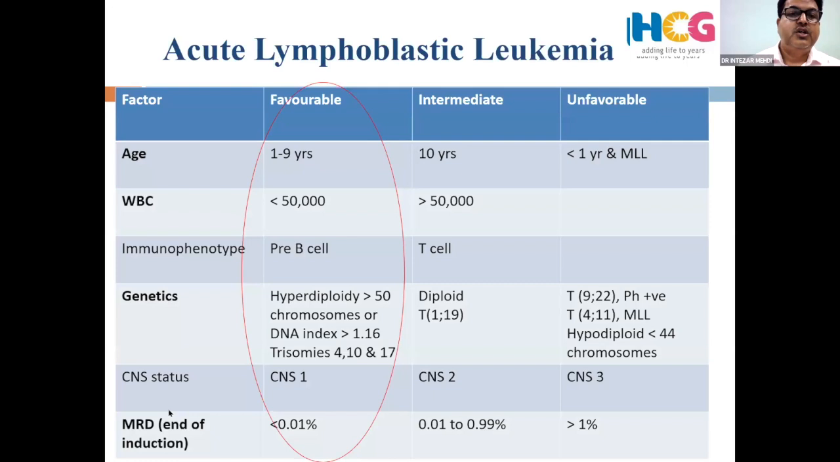slides, and collaborative efforts. So as you can see in this slide, traditionally age, WBC count, immunophenotype, genetics, CNS, and MRD, these have been the criteria to classify the patients into favorable, intermediate, and unfavorable, or standard, intermediate, and high risk patients. Out of this, the most important things now are the age, WBC count, genetics, hyperdiploidy versus hypodiploidy, and MRD, which is the end of induction MRD, whether it is negative or positive.